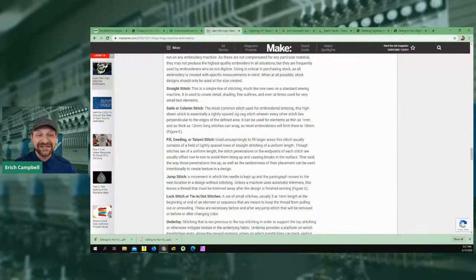Satin stitch is another one that I get some issues with. Satin stitch can be a column stitch or a steel stitch. All of these things are essentially the same stitch.